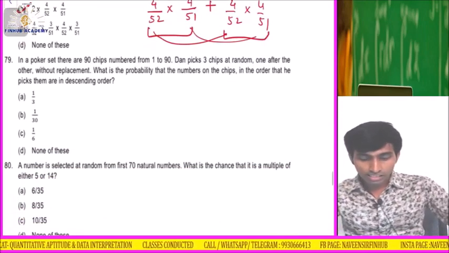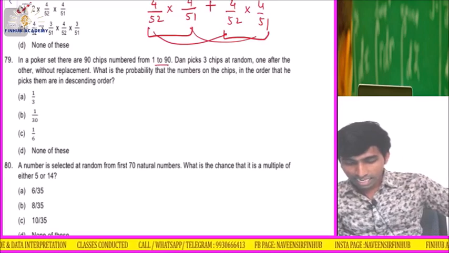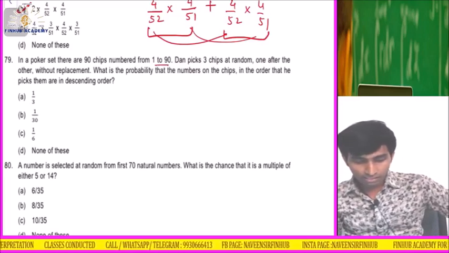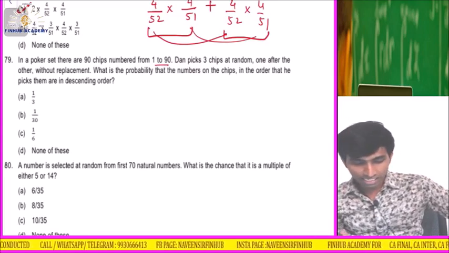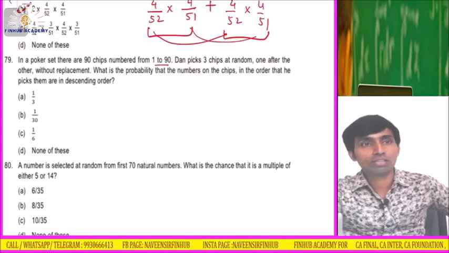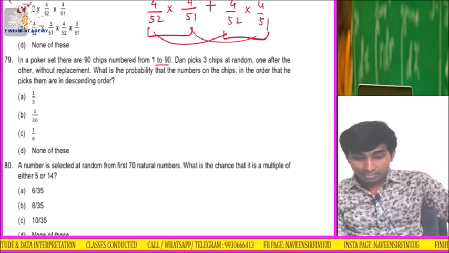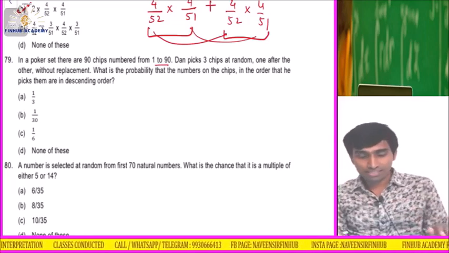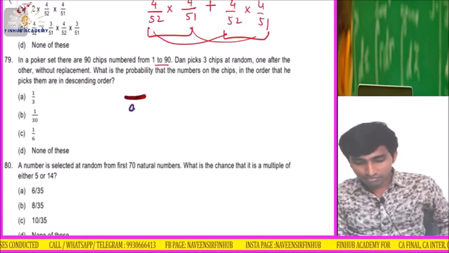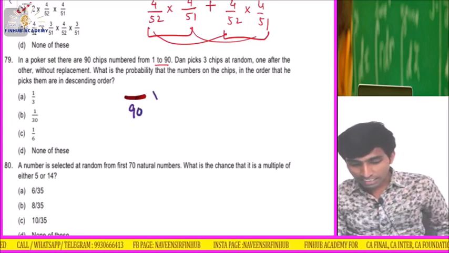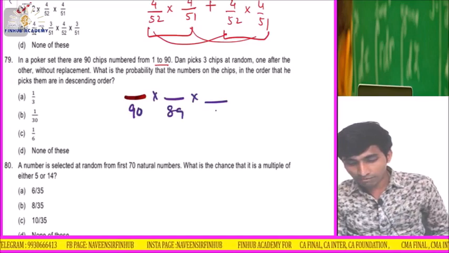Okay. In a poker set, there are 90 chips numbered 1 to 90. Dan picks 3 chips at random, one after the other without replacement. What is the probability that the numbers of the chips, in the order that he picks them, are in descending order? Understand? First thing, we are not going to replace. So when I first draw, I have 90 chips. In the second draw, I have 89 chips. In the third draw, I have 88 chips.